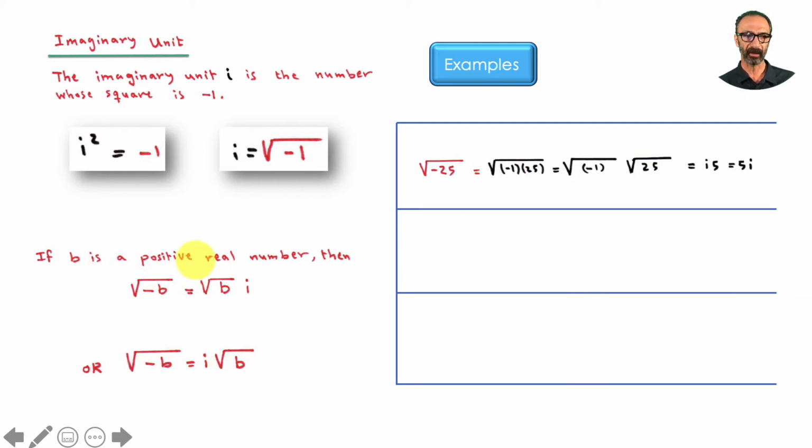Here's an example. b is a positive real number. In this case, b is 25, and it has a negative sign in front of it. So you deal with the negative 25 as negative 1 times 25. So I have the square root of negative 1 and the square root of 25. That's an i, and that's a 5. So I have i times 5, or for a cleaner look, you call it 5i.